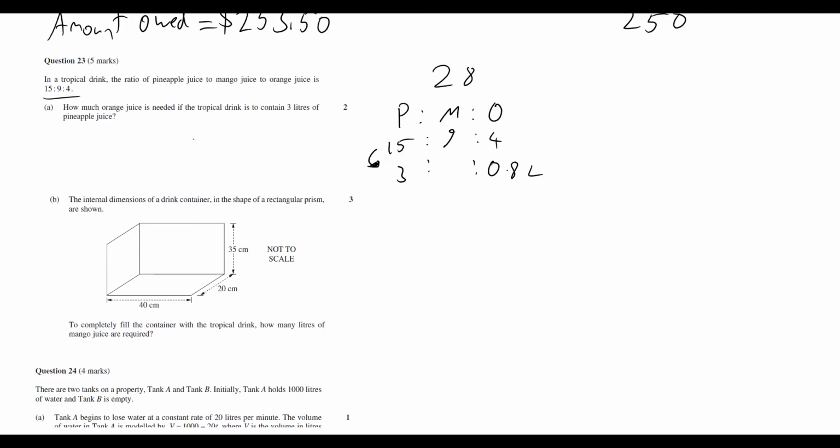Okay, and that's actually going to be our answer there for part A, but we'll write that out a little bit nicer. So we'll say we need 0.8 liters of OJ. All right, part B.